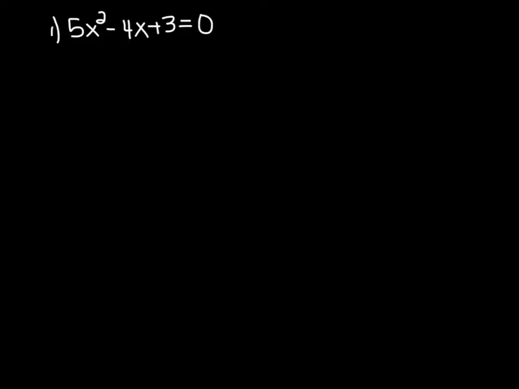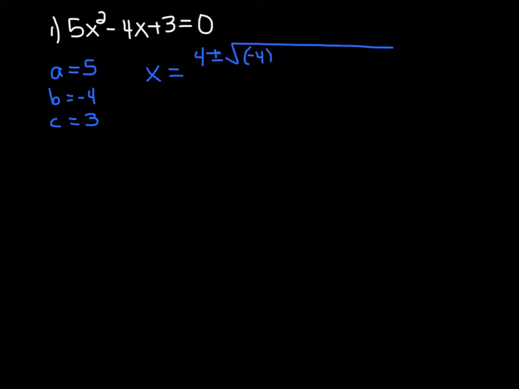Okay, so this equation is already set equal to 0, so we can just jump right in. I'm going to label my A as 5, my B is -4, and my C is equal to 3. Okay, so if we plug this into the quadratic formula, we'll have x equals -(-4), so +4, plus and minus the square root of (-4), remember to put that in parentheses, and then square it, minus 4 times 5 times 3, and that's going to be all over 2 times 5.